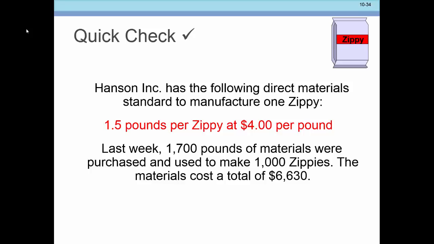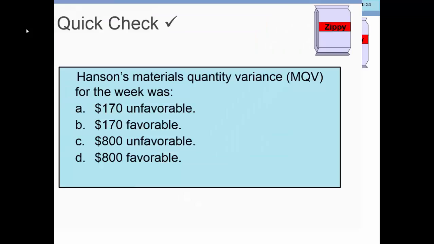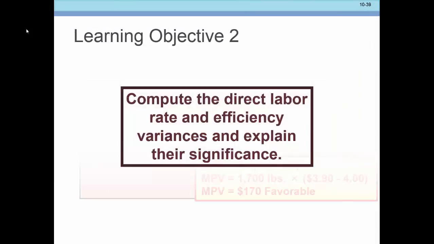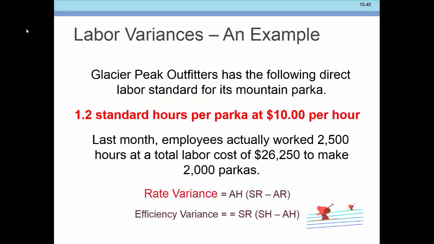Yes, negative 200. So that gives me 800 unfavorable. And I know it's unfavorable because it's negative, right? Right. Okay, good. Nice job. Okay, there's our materials. Let's do our labor.